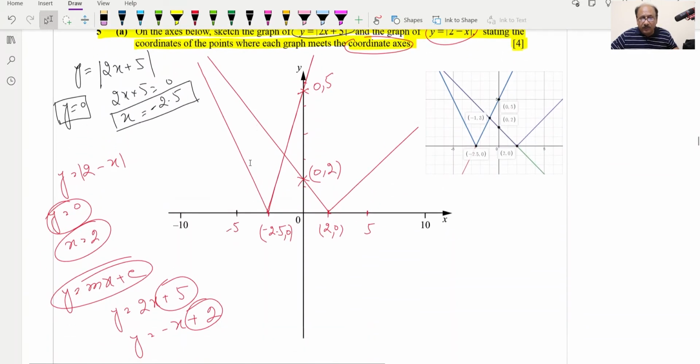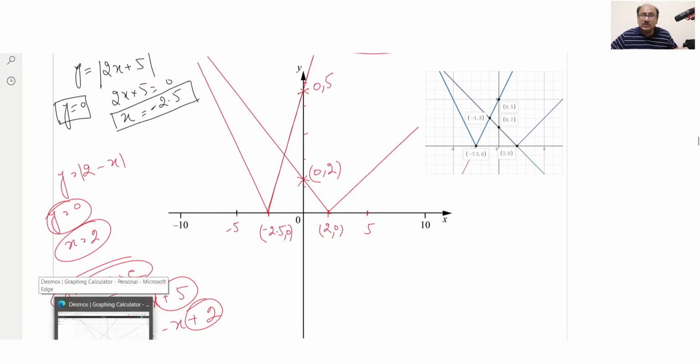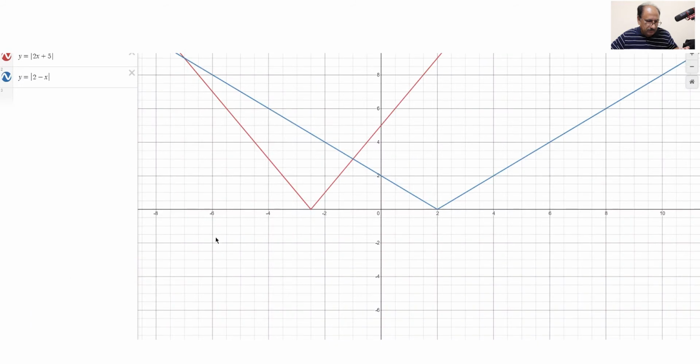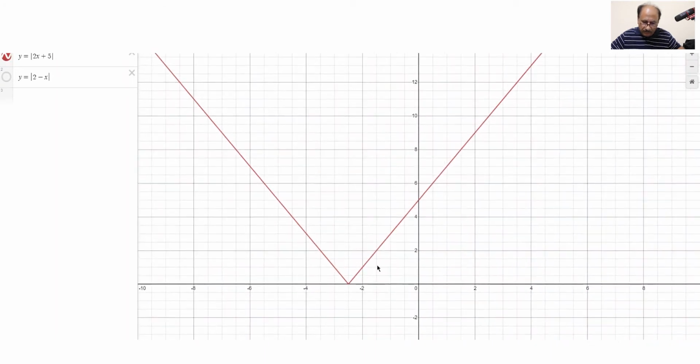Now for your practice in exam, you will not be provided any software. For your practice, exam practice, which you can do at your home, you can use software. Many software programs are available on the net, and this is the equation which I have plotted over here, and you can see this is the x-intercept, minus 2.5.